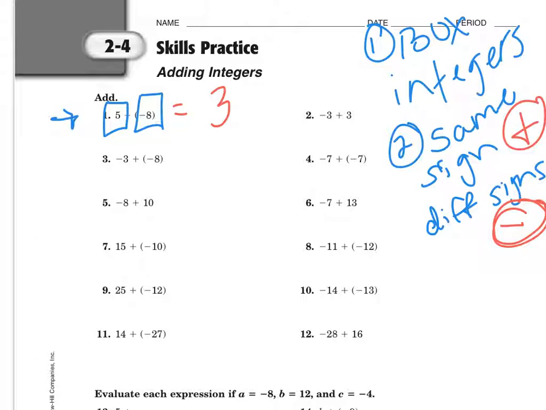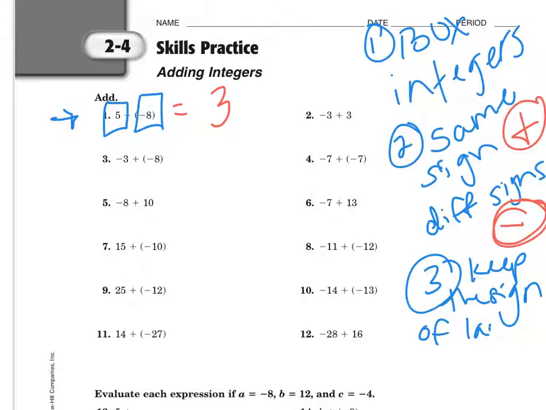Now, your third step. There's only 3 steps. Box your integers. If it has same signs, add. Different signs, subtract. And the third step is you're going to keep the sign of the largest number. All this should be in your comp book already. So, which number is larger, 8 or 5? 8. 8 is negative. My answer is negative 3.